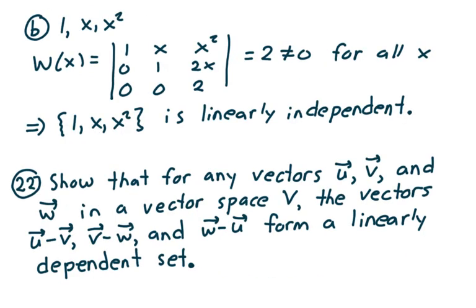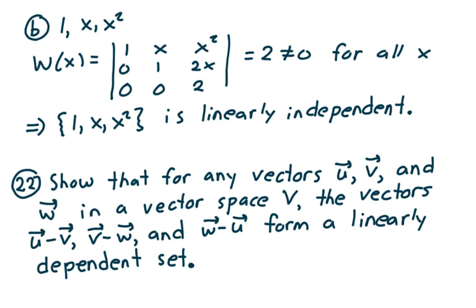Part B. Suppose I'm given the vectors 1, x, and x squared. W of x is equal to the determinant of, remember we're looking at the Wronskian, where the first row is 1, x, x squared. The second row is 0, 1, 2x, right? I took the derivative of 1 with respect to x, the derivative of x with respect to x, the derivative of x squared with respect to x to get that second row.